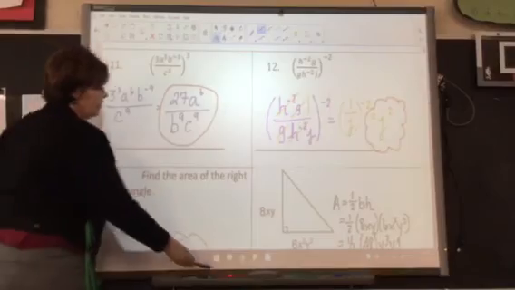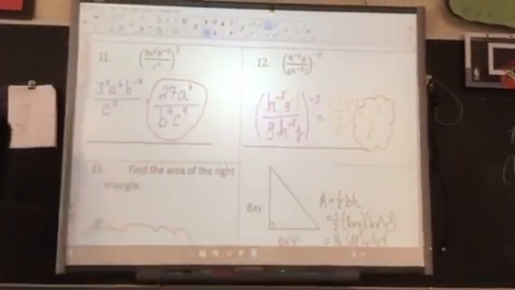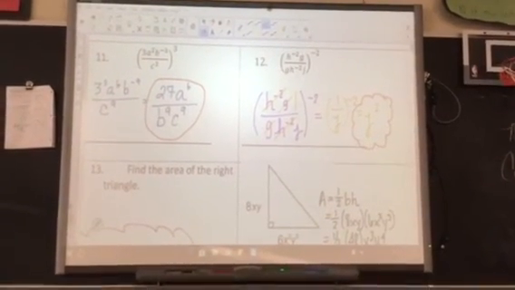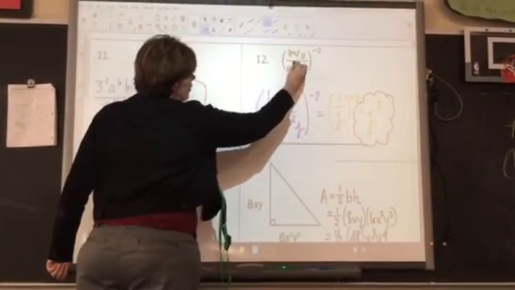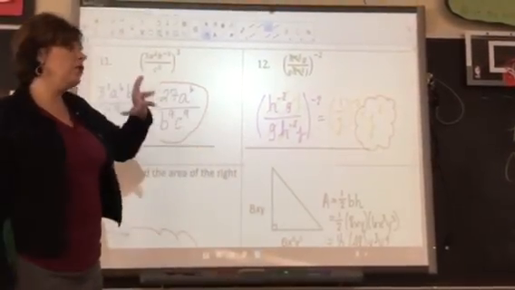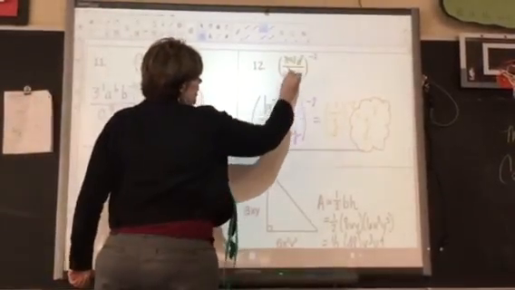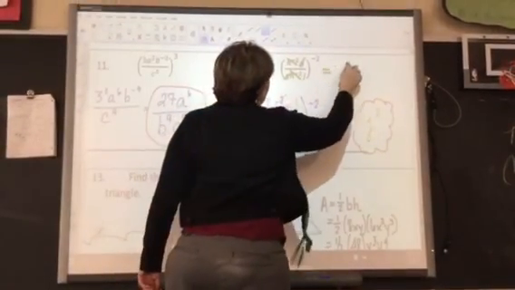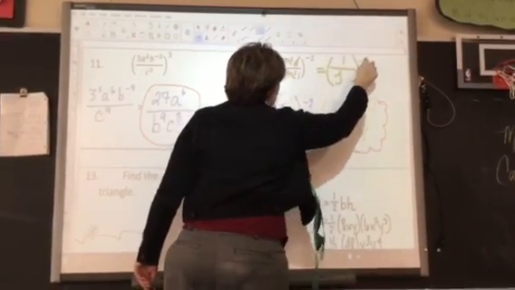Number 12. Number 12 is interesting. I tried showing you this. You can automatically distribute the power, but sometimes if you have the same exact terms in the numerator and the denominator, just reduce that before you distribute the power. Look, h to the negative 2 over h to the negative 2 reduces to what? 1. Yeah, 4 over 4 is 1. G over g reduces to 1. So I really have 1 over j to the negative 2 power.